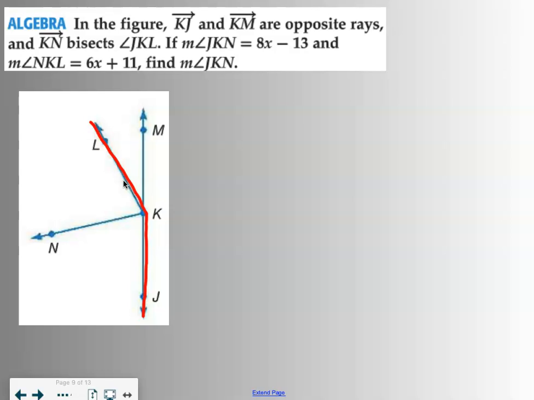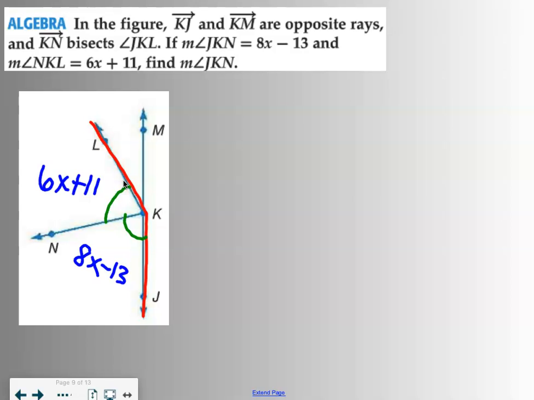So what do I already know? What does bisected mean? It's getting split in half, right? So you put your little arc mark so you know they're equal. And then we're going to label what they give us. So if angle JKN is 8x minus 13, and angle NKL is 6x plus 11, we want to find the measure of angle JKN, this guy.